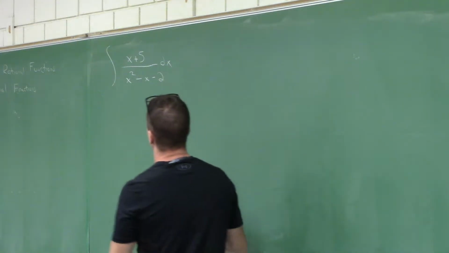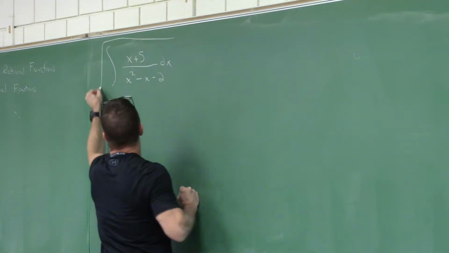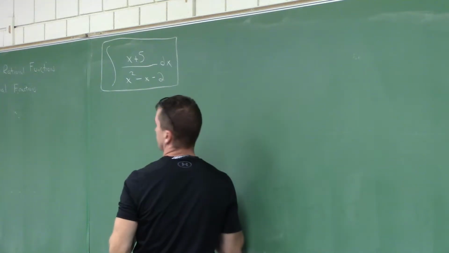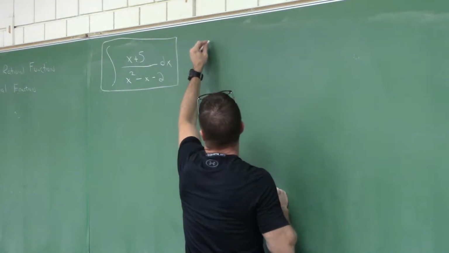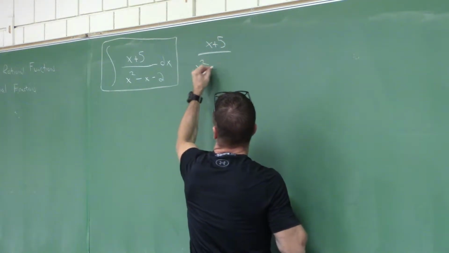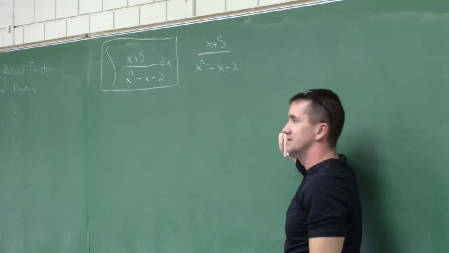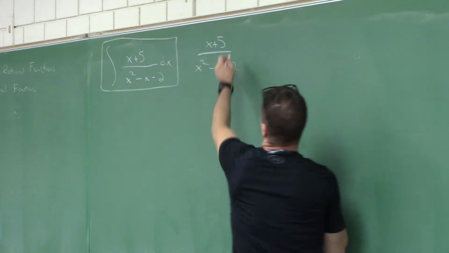So let's go at it. We'll come back to the integral symbol. This is the problem at hand. But we're just going to start out looking at this x plus 5 over x squared minus x minus 2. First thing is, can you factor the denominator? Because it wasn't factored. What would it be?